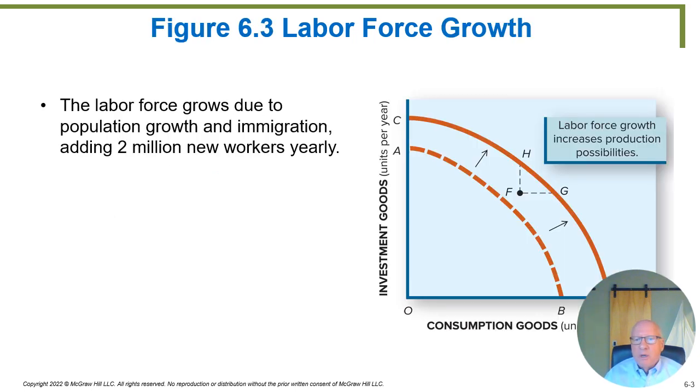So let's take a look at what labor force growth does. Here we're looking at a production possibilities frontier or curve. And the dashed one is the one that exists now. And then you notice there's a solid one farther out. So here's our original one, and here is the new one. Remember, anytime you're moving from one curve to a farther out curve, that means we can produce more of both goods at the same time.